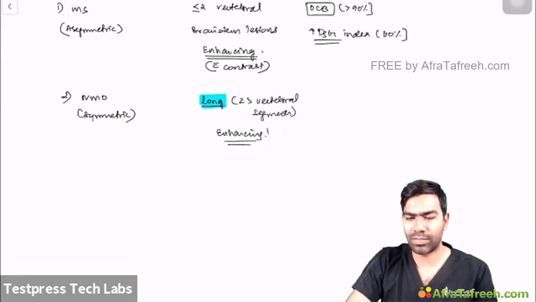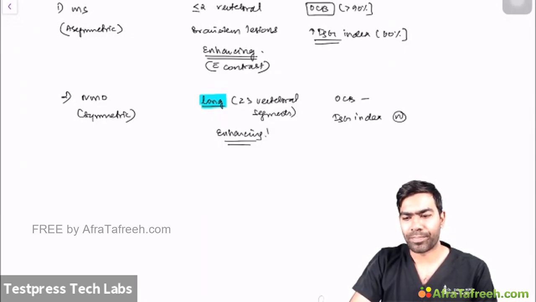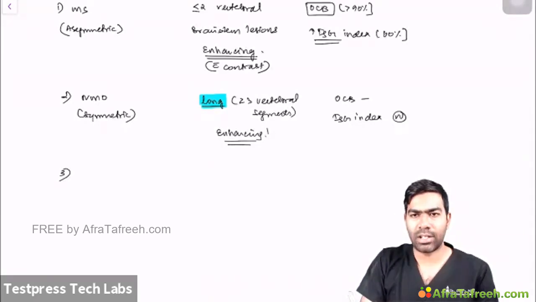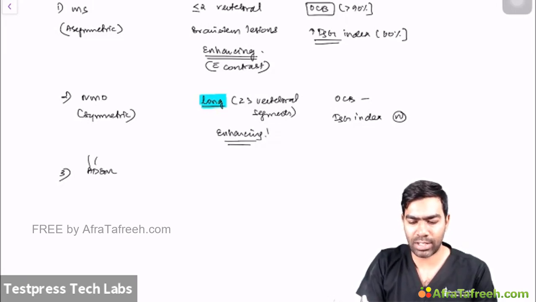And as far as CSF is concerned, you will not have any oligoclonal bands. OCBs will be negative, and IgG index will be basically normal, no elevation of IgGs as far as NMO is concerned. And number 3, you have another disease called ADEM that is going to closely mimic MS and NMO, that is called acute disseminated encephalomyelitis. Very common in exam. I'll tell you how to differentiate.